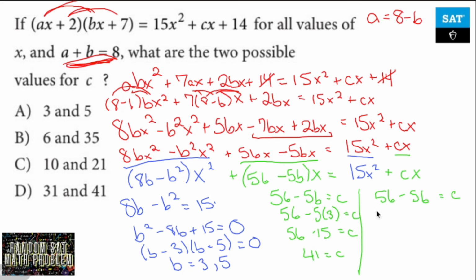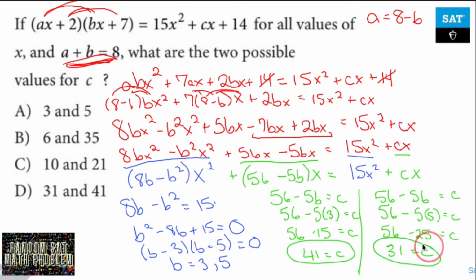Oh, but I have another. b could be 5. So 56 minus 5 times 5 is going to equal c. 56 minus 25 equals c, which is 31. So it looks like to me my two possible options for c are 41 and 31.